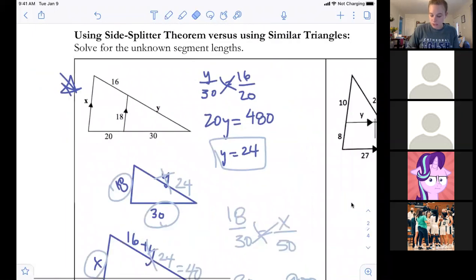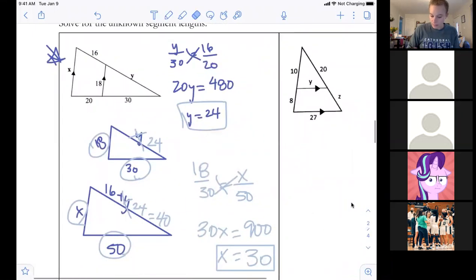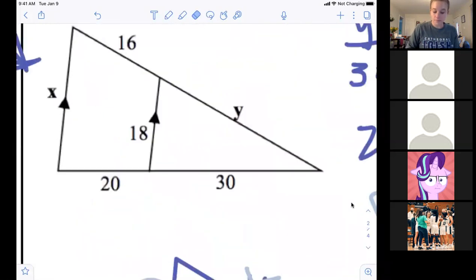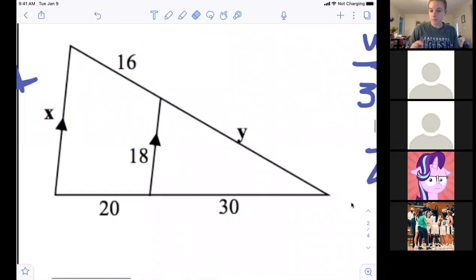Does that answer our questions? Okay. Any other questions on this problem? Any other questions on the whole page? My internet was cutting out when you answered Maddie's question. So how do I differentiate when it's going to be a mid-segment or not?